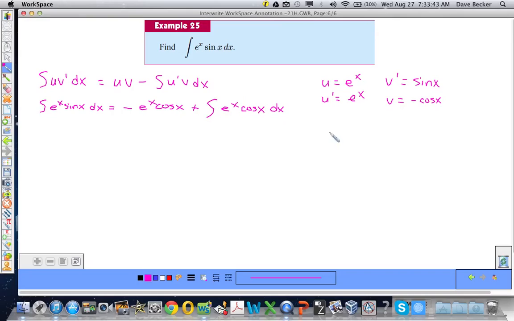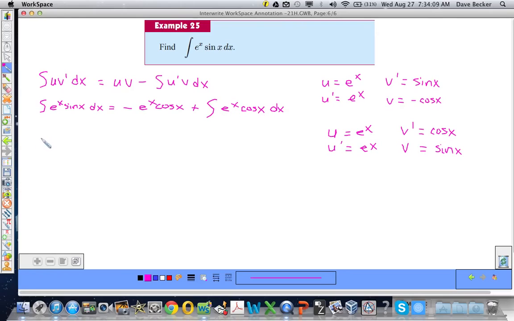Okay, so I'm going to say, and as you get better, you'll be able to foresee this, u equals e to the x, u prime equals e to the x, v prime equals cosine x. Anybody see what's about to happen? v equals sine x. Okay.